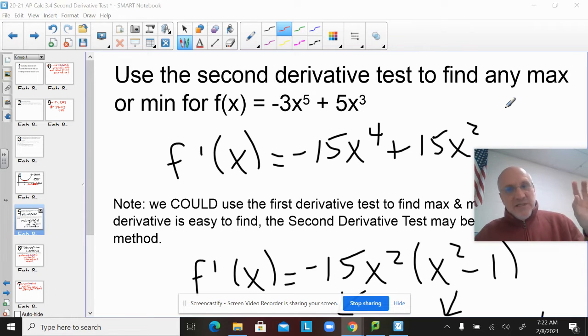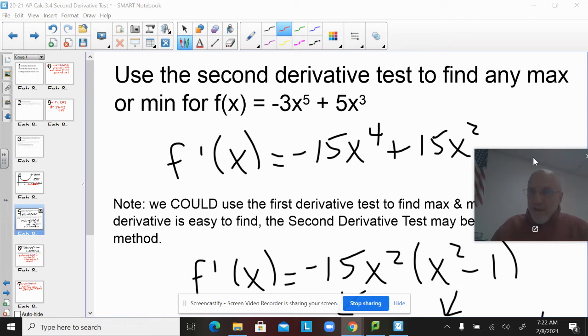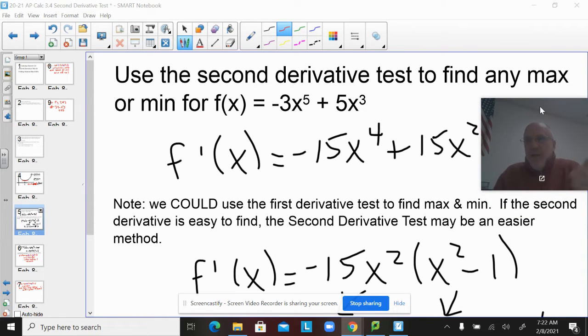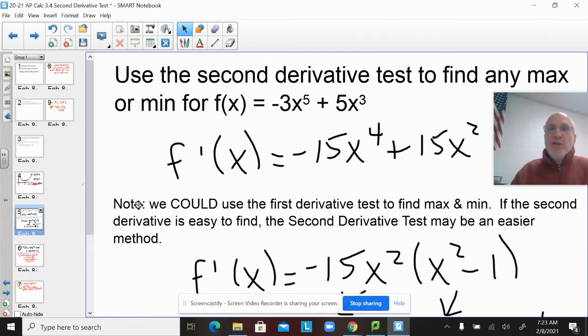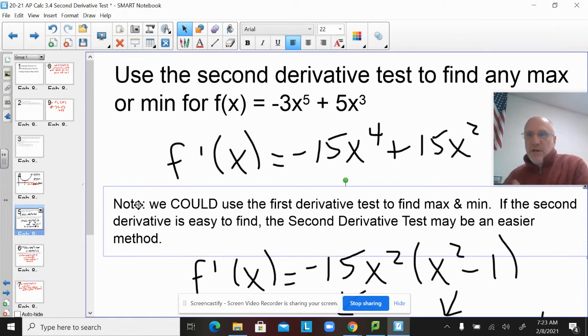And if the problem just says find maxes or mins, there's nothing wrong with using the process that you already know. Use the first derivative test. We can set this equal to 0, find critical numbers, make our first derivative table, find intervals of increasing and decreasing. And then if it changes from increasing to decreasing, there's a max. Like that will still work. What you'll find here is, because the question then becomes, which method should I use to find max or mins? And this note here tries to answer that question. It says we could use the first derivative test to find the max and the min.